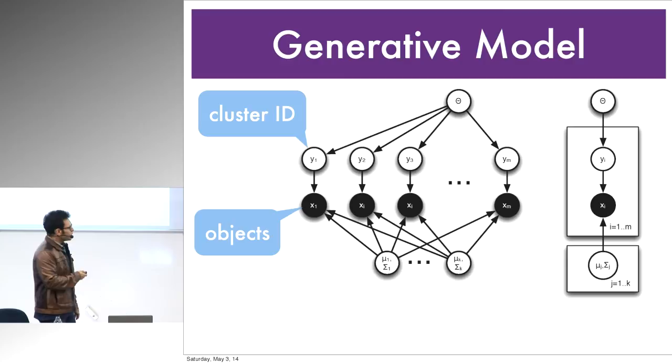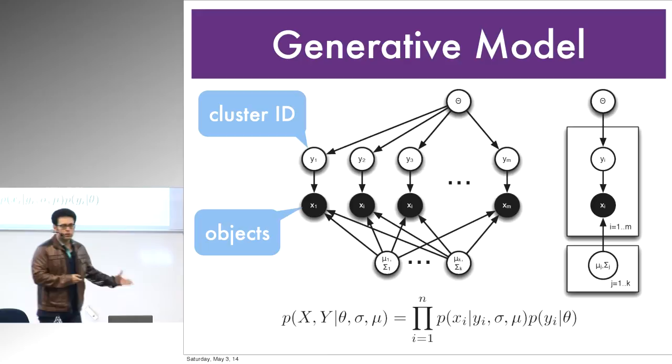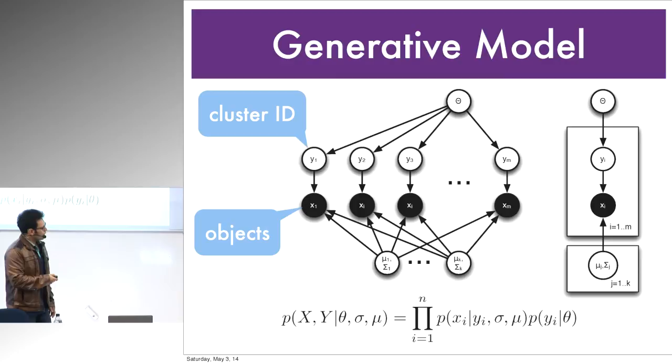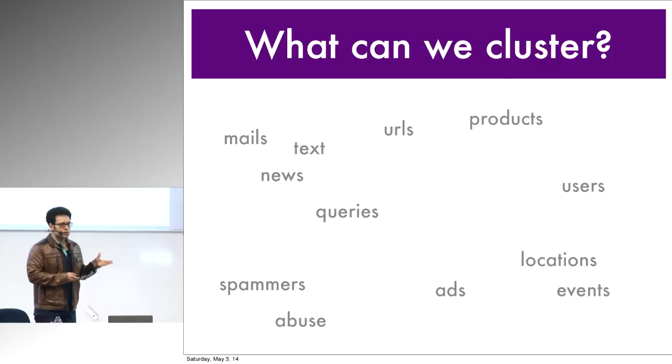And this is a joint probability distribution, which I think in the morning you have seen a lot of. So the joint probability distribution of x and y is just the probability of x given y times the probability of y given theta. And if we have a clustering distribution, then y would be from a multinomial, and the emission model depends on the nature of x. Here it's just a Gaussian distribution. Okay. We can cluster a lot of things. We can cluster users, queries, URLs, mails, spam, abuse, lots of things.